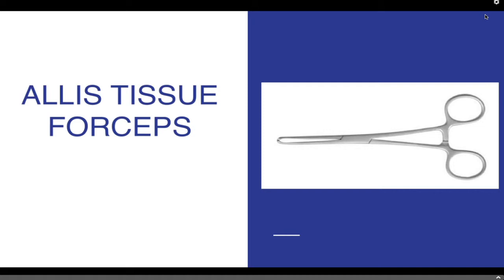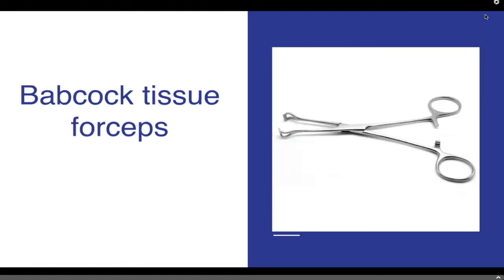Similarly, this question was again asked in 2017: identify this tissue forceps. This is Allis tissue forceps. I hope this is already covered in the diagram based questions of a video lecture. So make a note, this is Allis tissue forceps. Babcock tissue forceps is the other tissue forceps. Make a note. They'll simply give the diagram and ask you to identify the particular forceps. The questions are very, very simple and plain: identify this instrument.